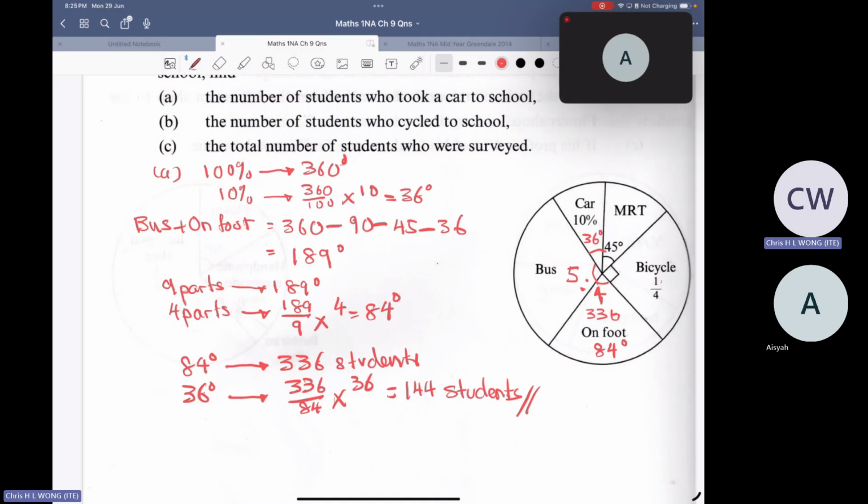Very easy. There are so many things you can use, depending on what they give you. Cycle is 1/4, but you cannot use percentage because there's no percentage there. So you use 90 degrees. Use the 36 degrees, 144 students. 90 degrees, how many students? Work it out yourself.